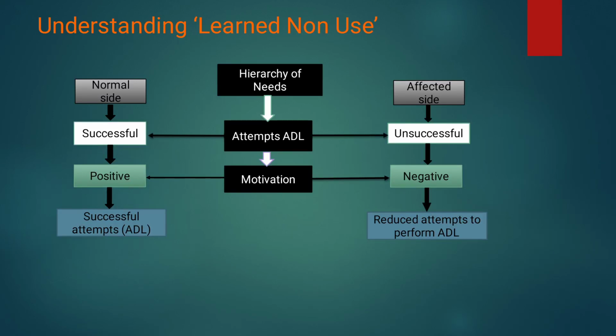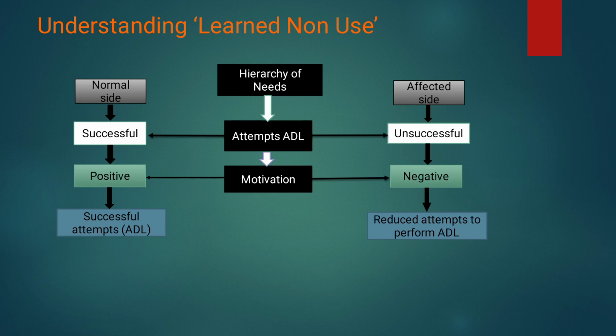Now they face a problem here. At one end they have a normal side. You can see the left side of the slide. They have a normal side where, when they try to do activities, they can do them. And at the other end, the other side through which they were doing most of the activities previously, now with the same side they are not able to do it again. That is the affected side.